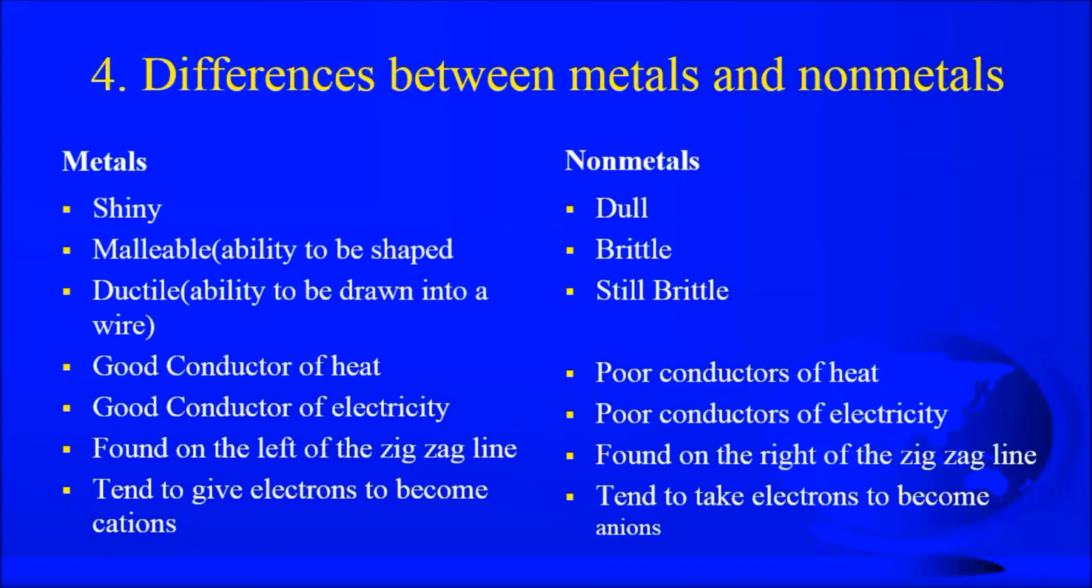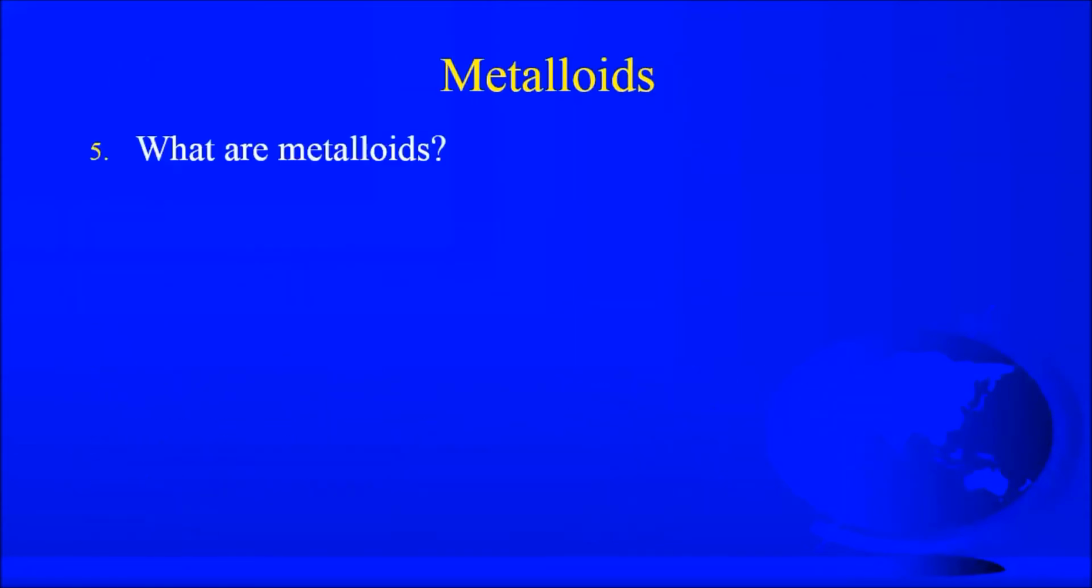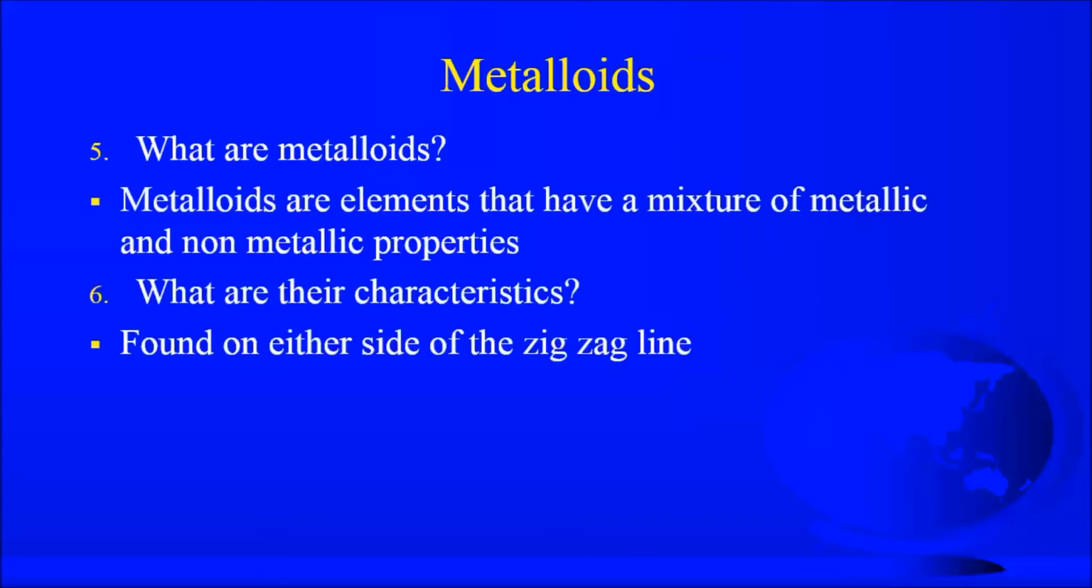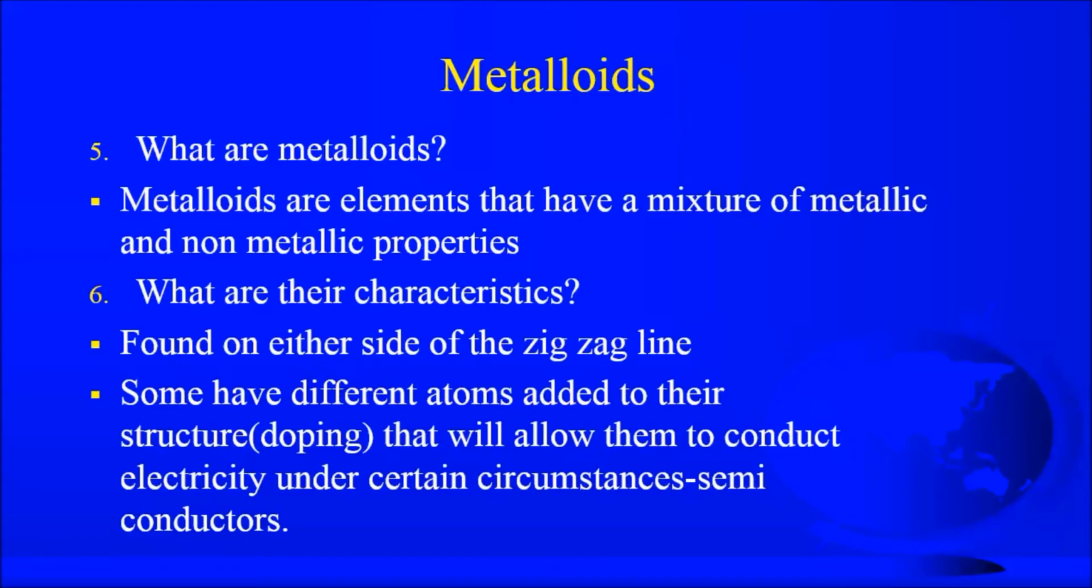All right, we good? What are metalloids? Metalloids. Sometimes they're called semi-metals. They are on either side of the zigzag line. That's right. They have characteristics of both metals and non-metals.